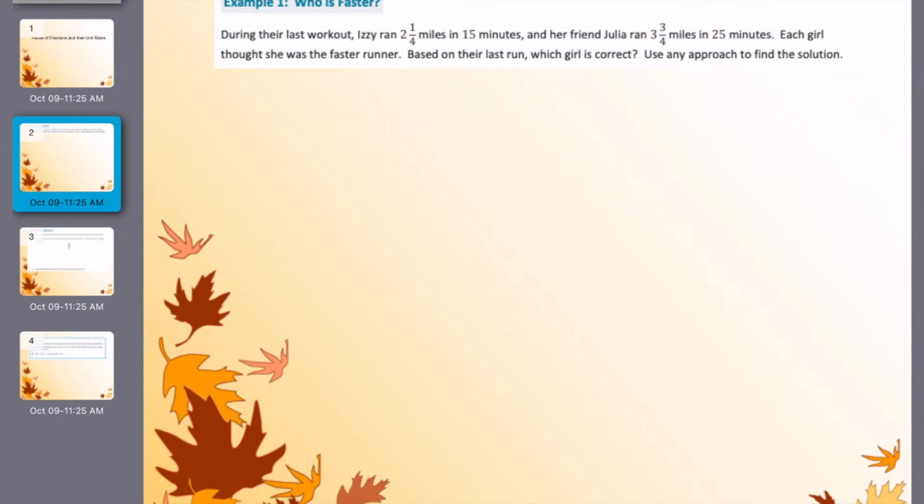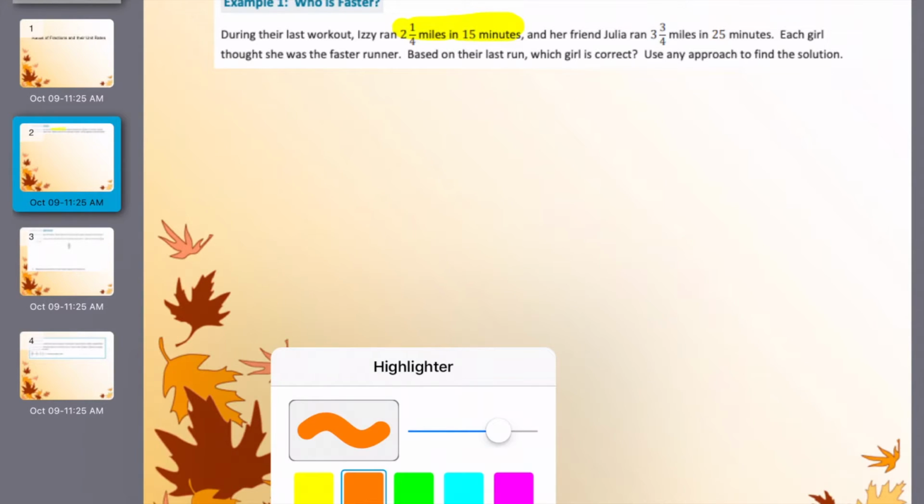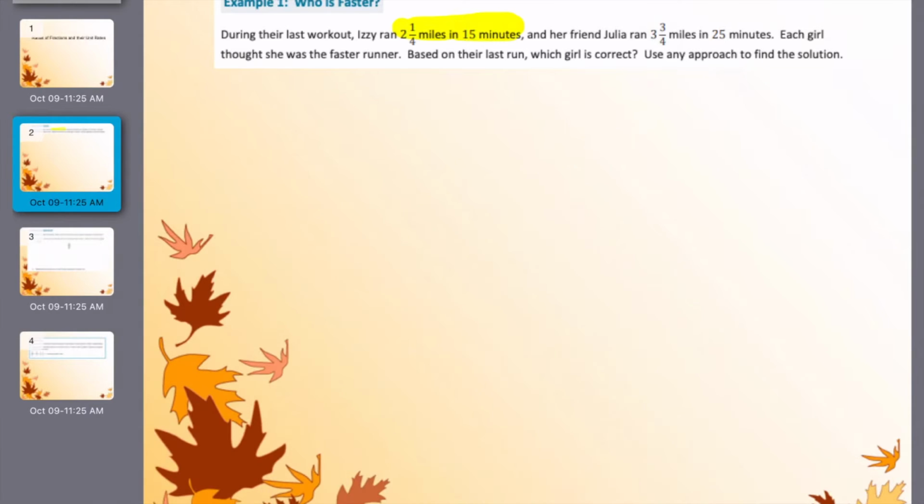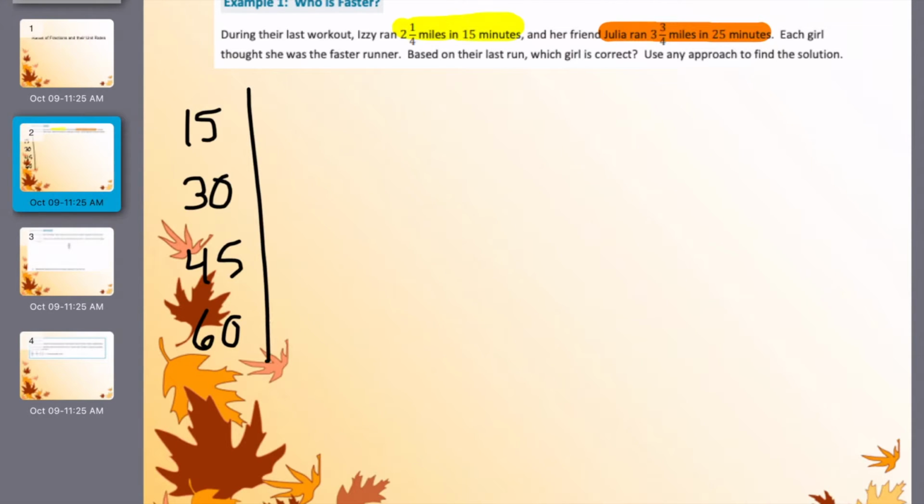So I'm going to highlight some important information here because that's how I'm going to know what I'm working with. I'm going to highlight that Izzy ran 2.25 miles in 15 minutes. And I'm also going to highlight that Julia ran 3 and 3/4 miles in 25 minutes. Something else I want to do is make a table. I know that in 15 minutes, I can figure out for 30, and for 45, and even for an hour if I wanted to. So that's our time in minutes.